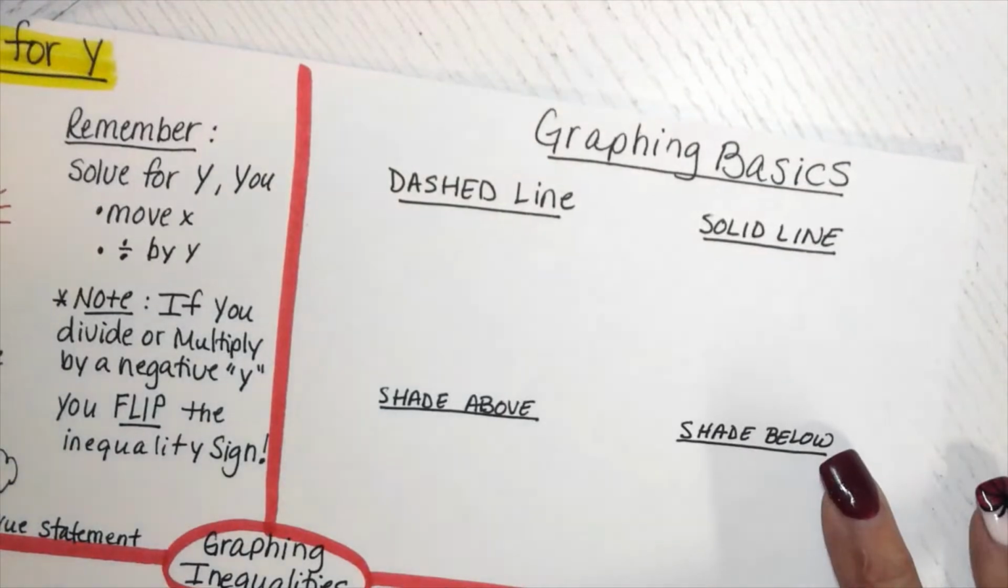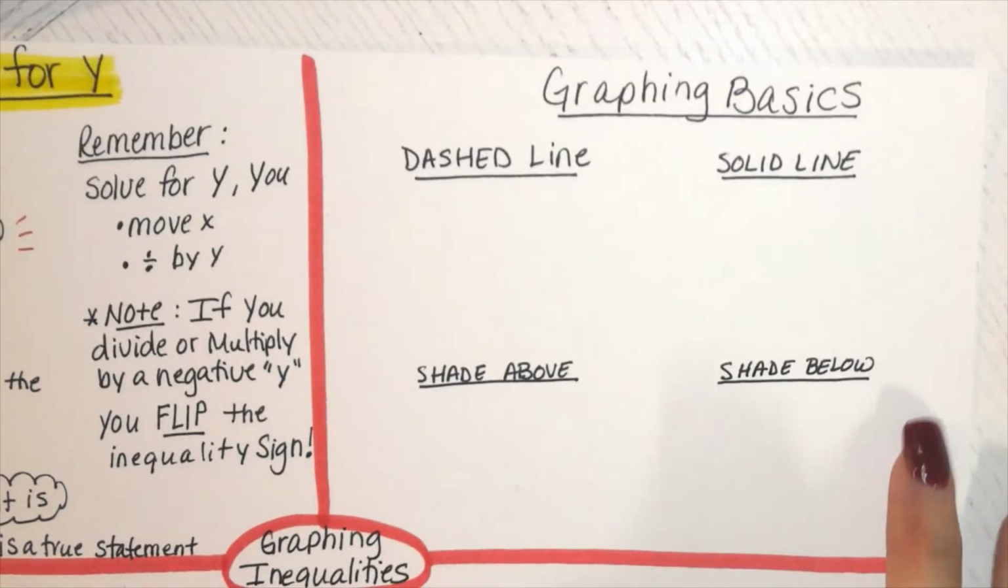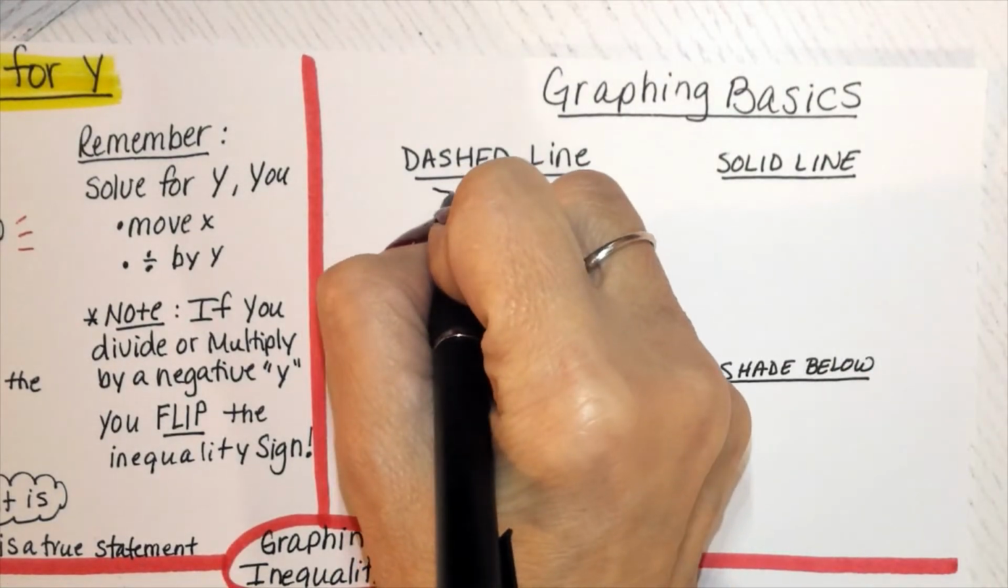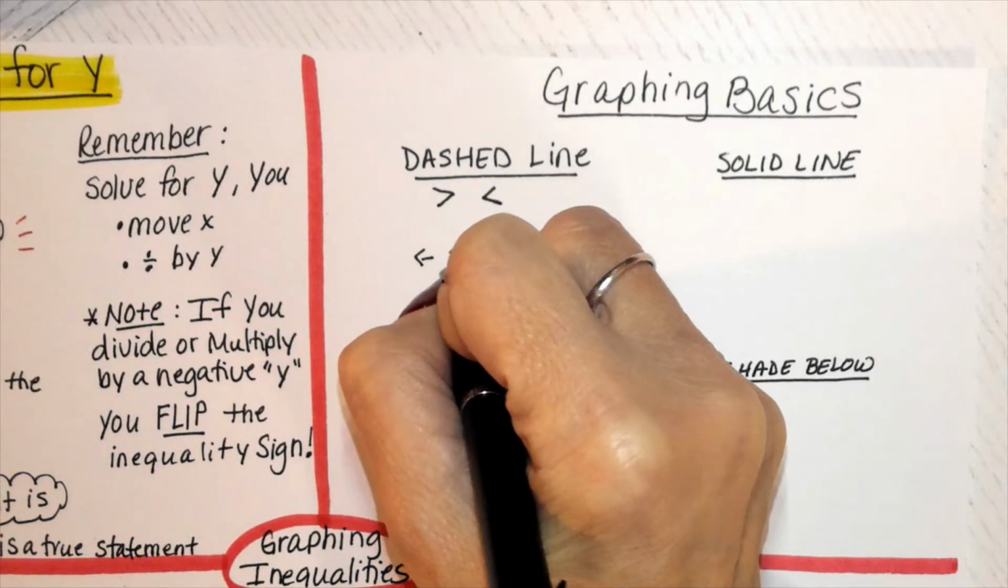All right, so let me set this to the side, and I will finish our model here. Okay, so dashed is going to be when we have greater than or less than, and it's going to look like this.